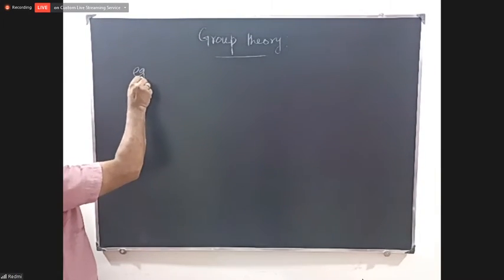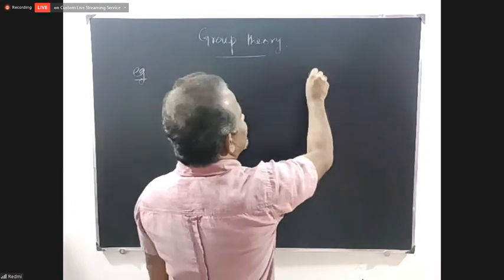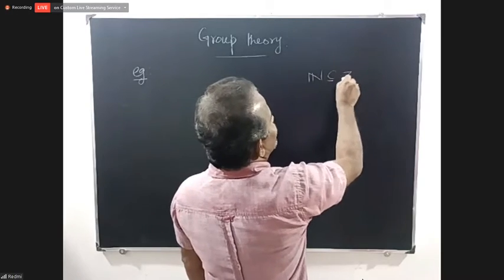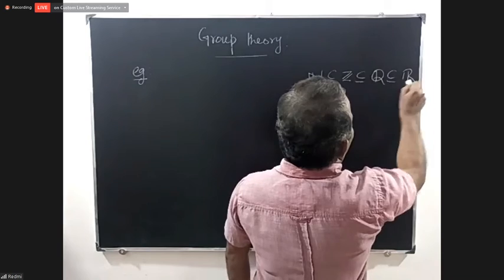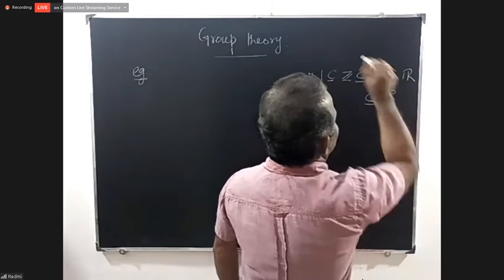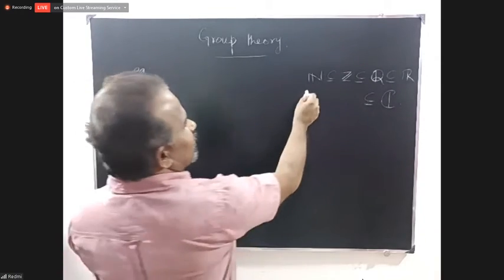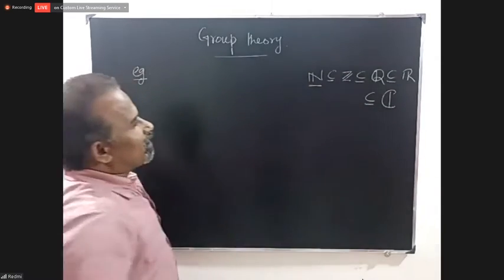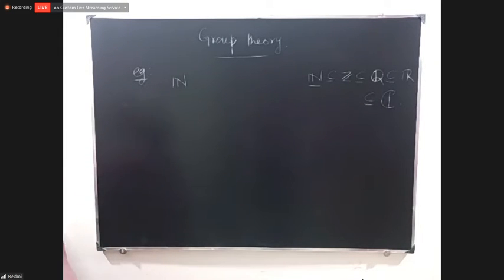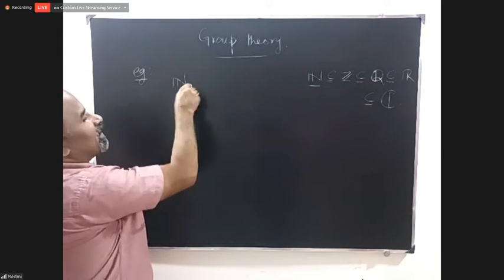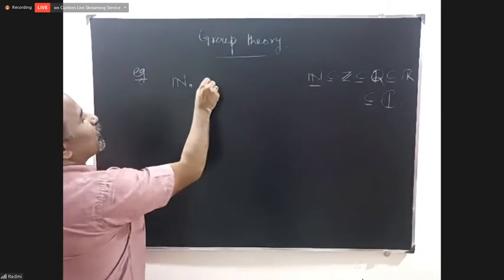Examples of groups. First of all, we have the number system. The natural numbers are a subset of the integers, integers are a subset of Q, Q is a subset of R, and R is a subset of C. This is our number system. So let us take the natural numbers with the operation, either plus or dot. Suppose you take plus.